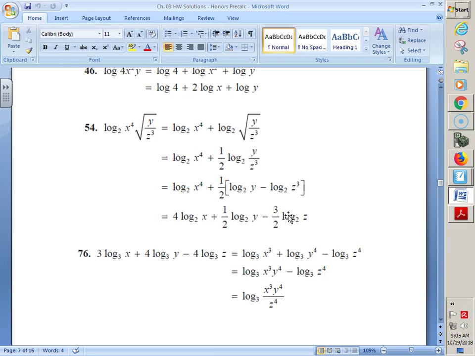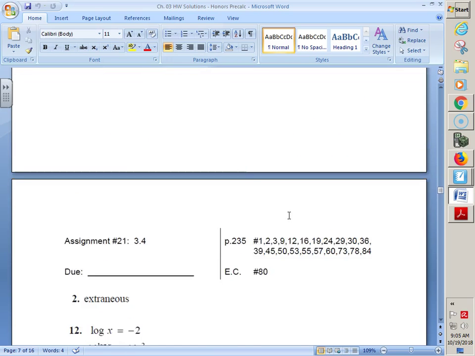And you can only condense because all the bases match. All the bases are alike. Otherwise, we'd be in trouble. But that's going to be an x cubed, a y to the 4th, a z to the 4th. He's on top, he's on top, he's on bottom. Oh, that's the last one.